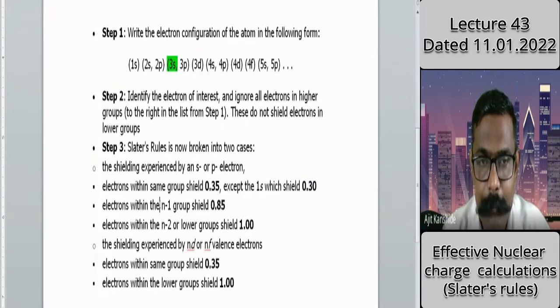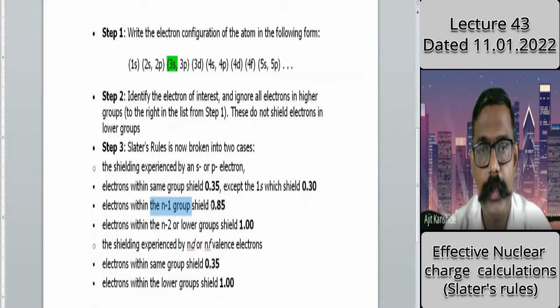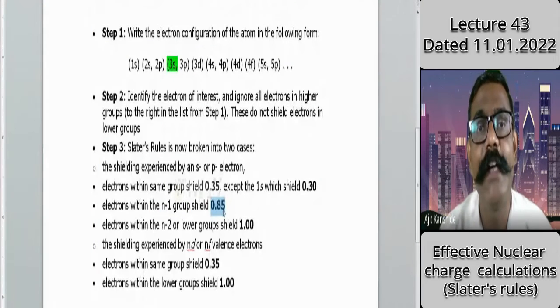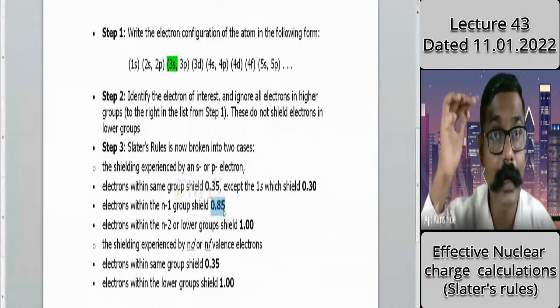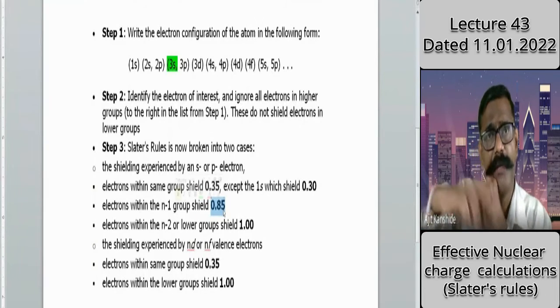See the second point. For the n-1 group, the shielding constant is 0.85. n is under consideration, n-1 means lower.